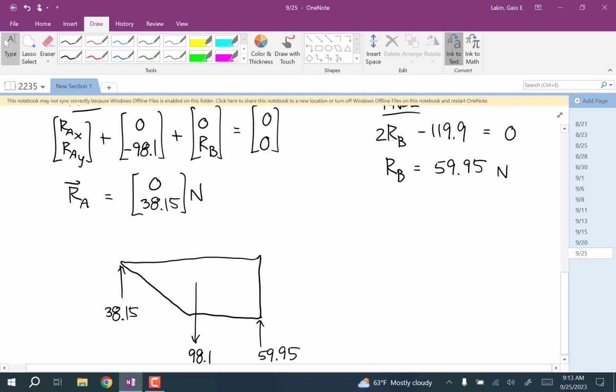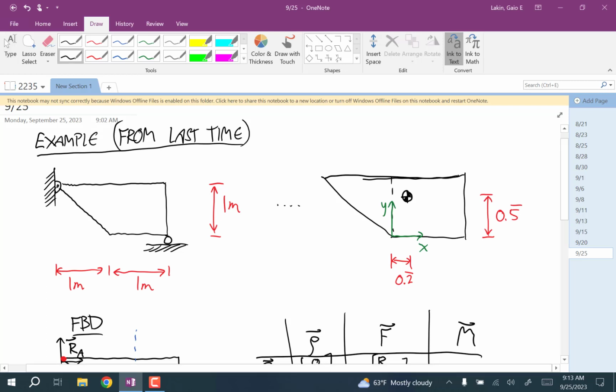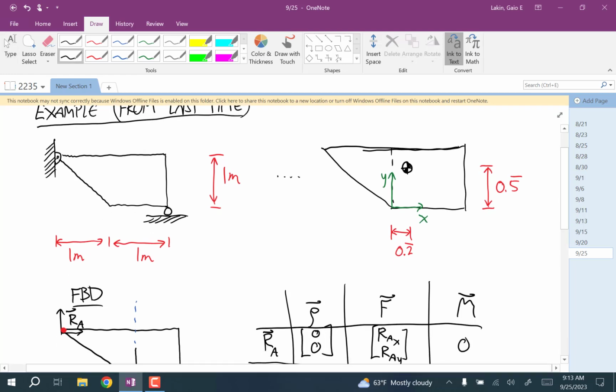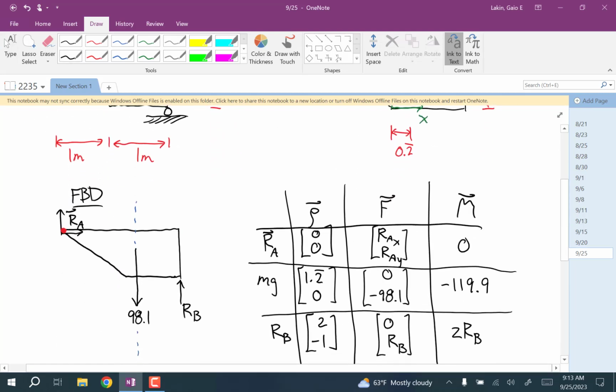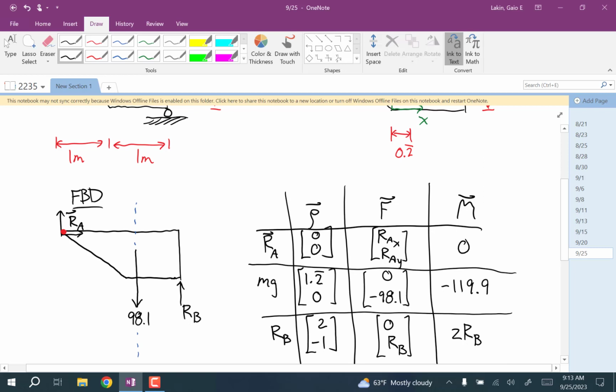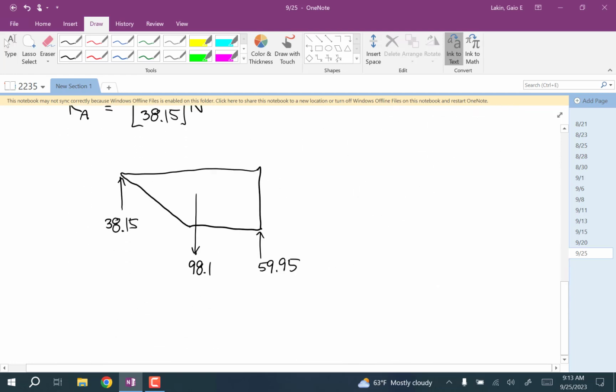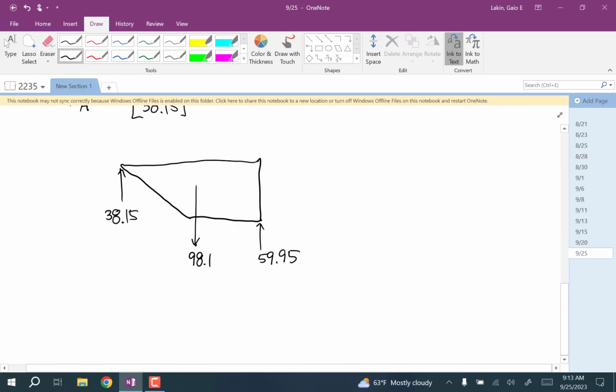Would these reactions be different if this, instead of being this funny shape, was just a big rectangle that had the same mass? Yes, it would, if it shifts the center of mass. That's right. If this was just a rectangle, the vertical force at A and the vertical force at B would be the same. But since our center of mass is shifted to the right, the support at the right has to support a bigger fraction of that total force.